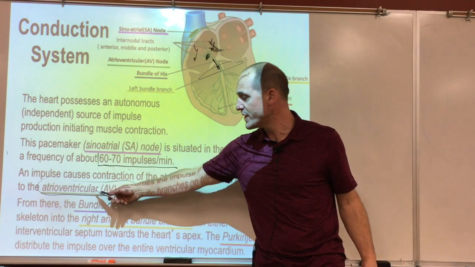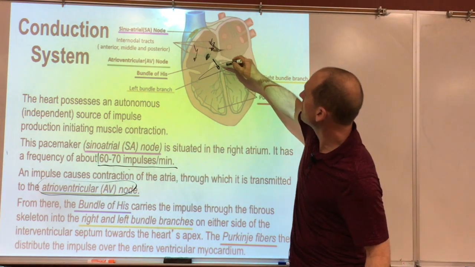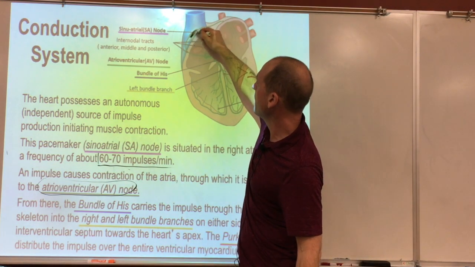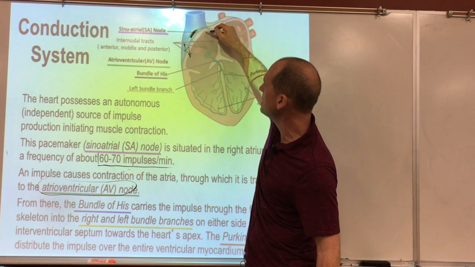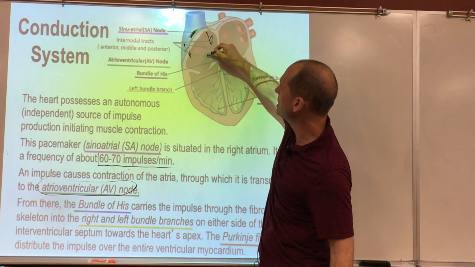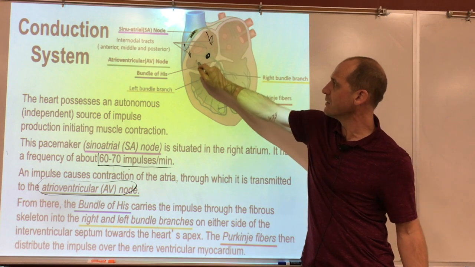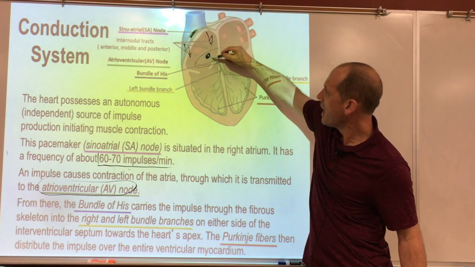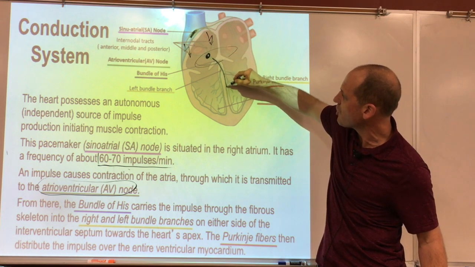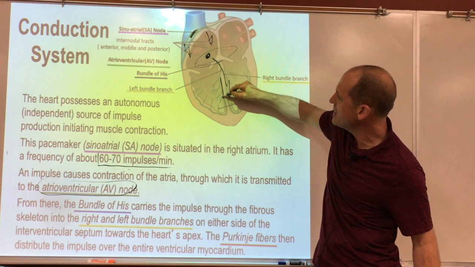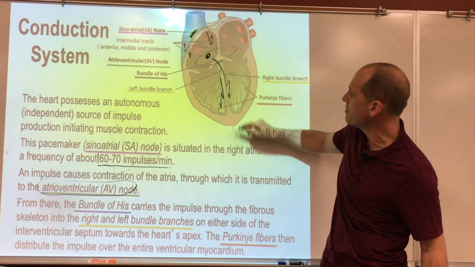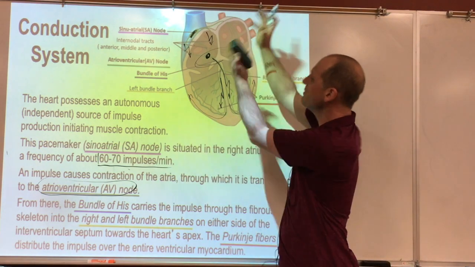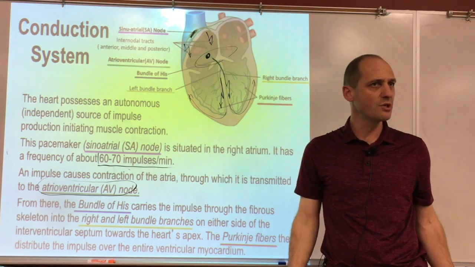AV, atrioventricular node. Oh, actually, I made a mistake here. Sorry about that. The SA node is on top here. So the impulse goes through the atrium, and then this is actually the AV node, right in here. When that gets stimulated, it enforces the impulse, so it gets stronger, and it goes down through the interventricular septum and around the ventricle, and the whole ventricle is fed with an impulse and contracts all at once as a unit.